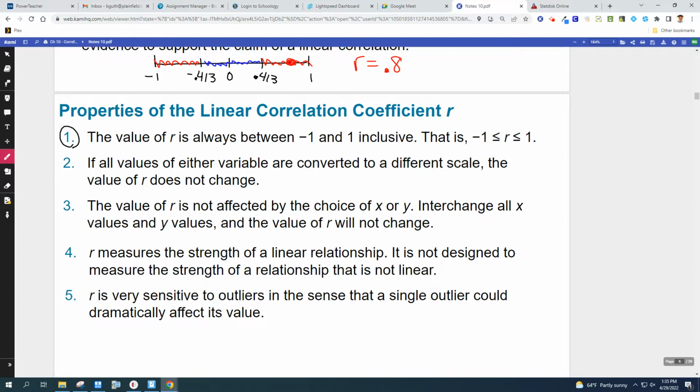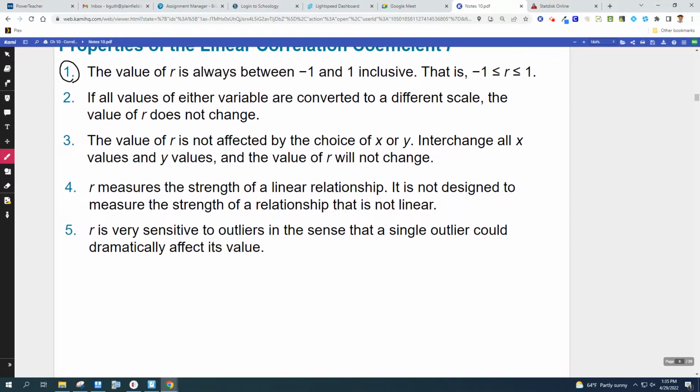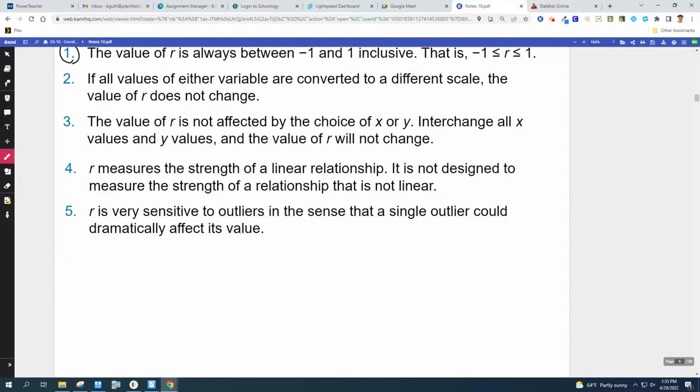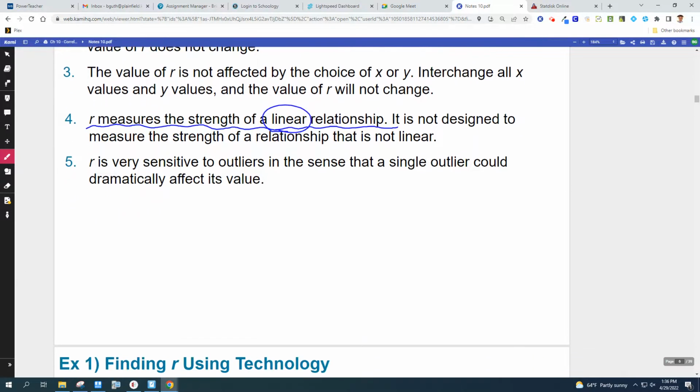Anyway, R is always going to be between -1 and 1. If you convert to a different scale, R does not change. The value of R is not affected by the choice of X or Y. R measures the strength of the linear relationship. Linear, line. It's not designed to measure the strength of anything else. R is very sensitive to outliers in the sense that a single outlier could dramatically affect its value.